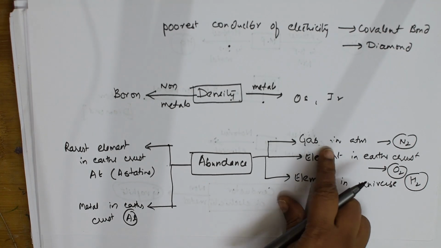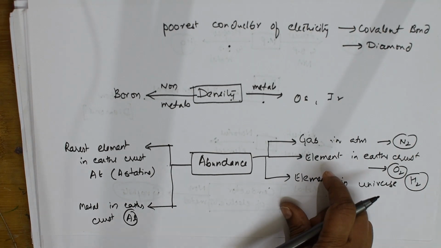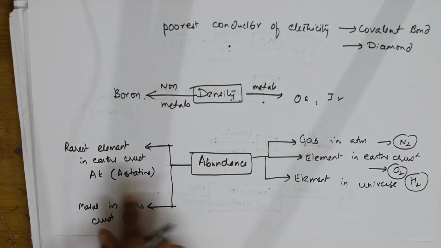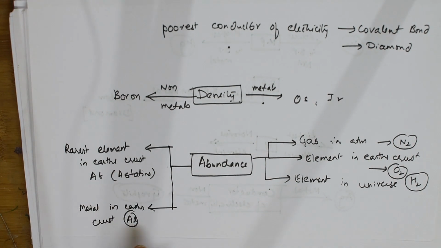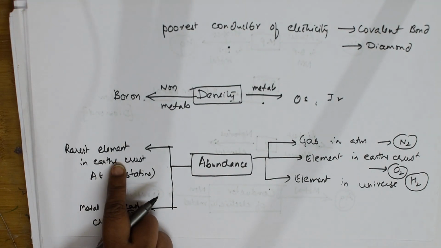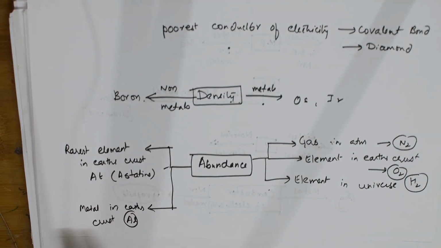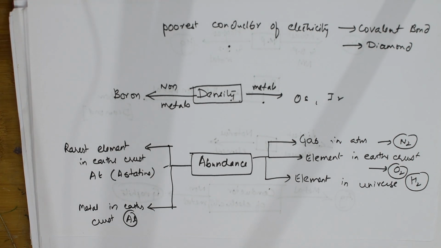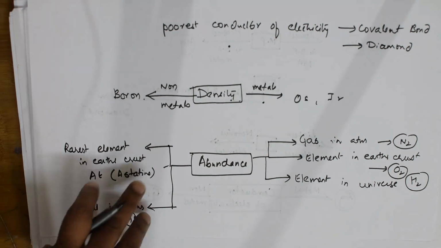Gas in Earth's atmosphere, abundant element in Earth's crust, abundant element in universe, and the rarest element in Earth's crust. Not abundant, basically rarest element, right? And this is different. Rarest element in Earth's crust, astatine. Metal in Earth's crust, aluminium. I think all the information is there under this page. Now I'll teach you one more in this.